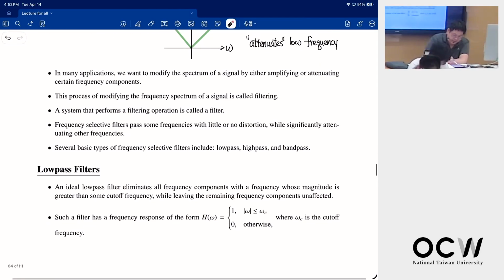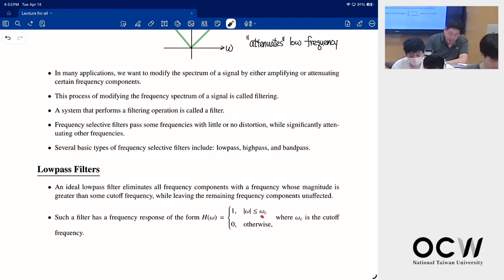First, let's see what an ideal low pass filter is. The ideal low pass filter eliminates all frequency components with a magnitude greater than some cutoff frequency. So I have this form: for omega less than or equal to the cutoff frequency, I preserve that, it's 1. Otherwise, it is 0.